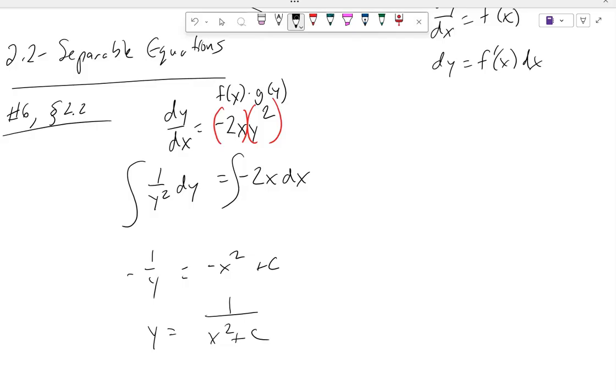That's it. That's what separable differential equations are. The hard part is determining whether or not you can separate it, and then how hard the integral is. But the hard part is whether or not you can separate it. We'll do more of these on Tuesday, as well as get into linear differential equations, which is section 2.3.